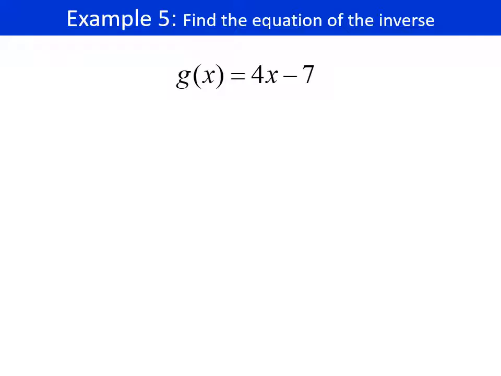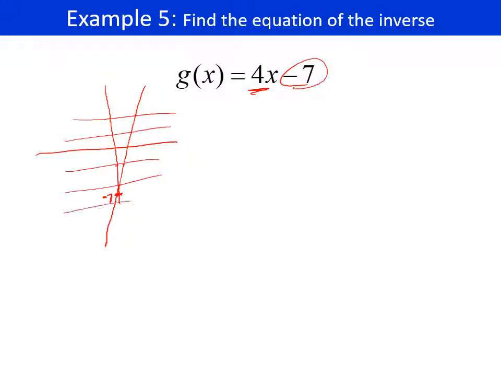I know from back in the very first chapter that the graph of 4x minus 7 is going to be a straight line with a y-intercept of negative 7 and a slope of 4. So that would be up 4 over 1. So the graph would be a diagonal line. A diagonal line would be one-to-one. So therefore, this does have an inverse.